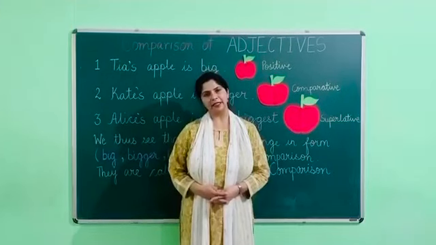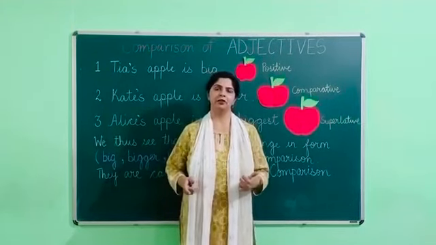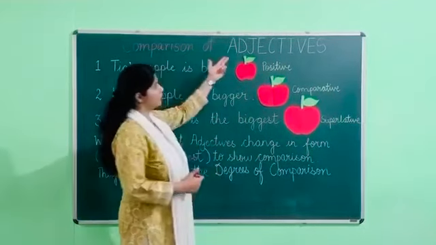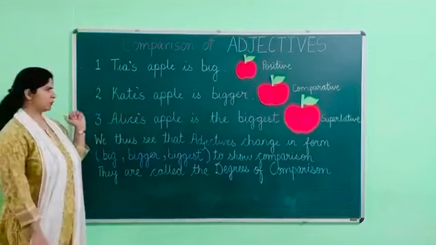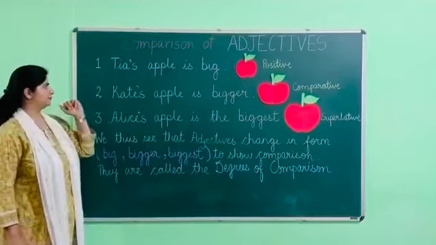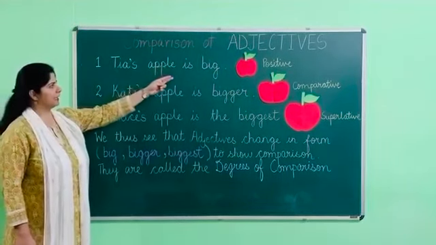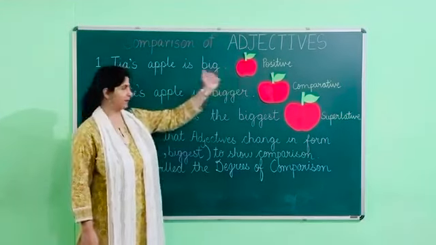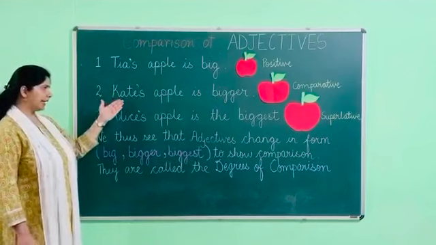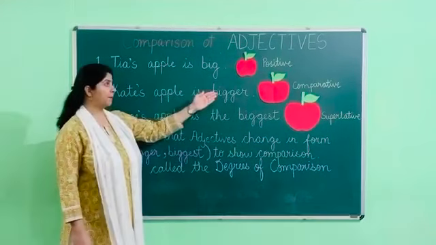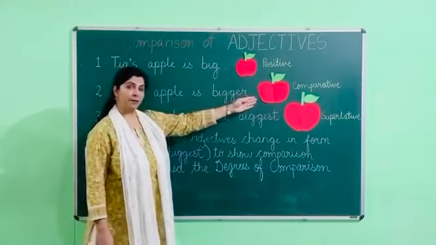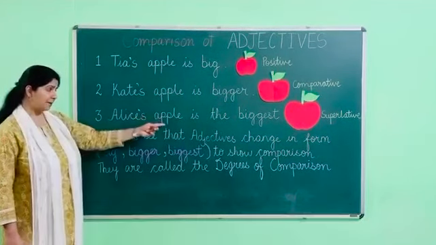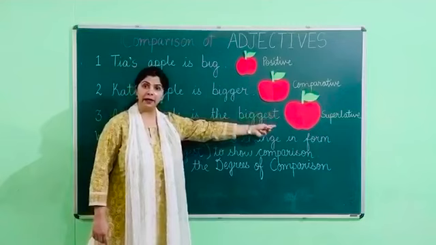Children, let's study another very interesting topic which is related to adjectives, and that is the comparison of adjectives. We'll read these three sentences first. Number one, Tia's apple is big. What is the apple? Big. Kate's apple is bigger. Now what happens? It becomes bigger. Alice's apple is the biggest.